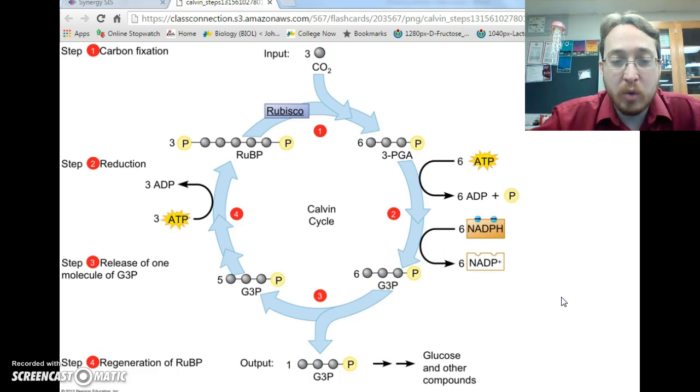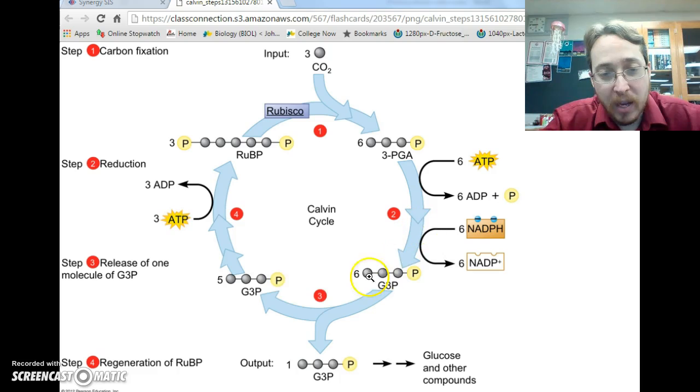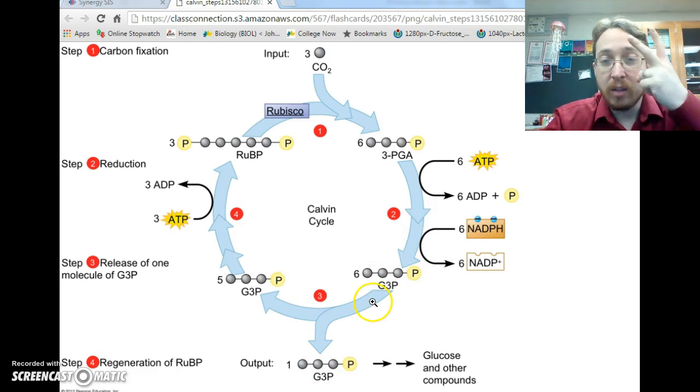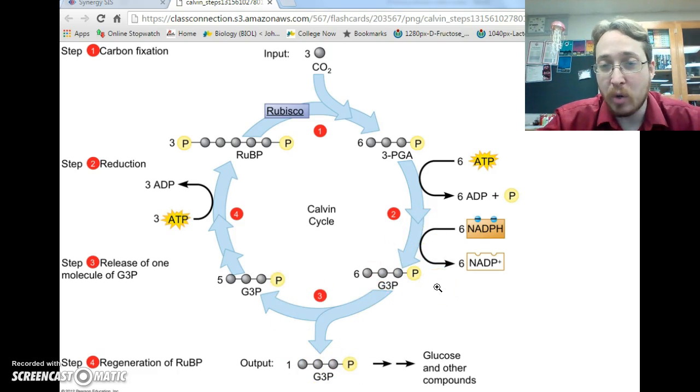Now, one G3P is not very useful, but if we go through the cycle again, we then can create 2 G3Ps. And since G3P is a 3-carbon molecule, if we have 2 of them, we can make a 6-carbon molecule, and that is where our glucose comes from. So this is strictly, technically not part of the Calvin cycle, but the G3P is made in the Calvin cycle, and it can go on to make glucose.